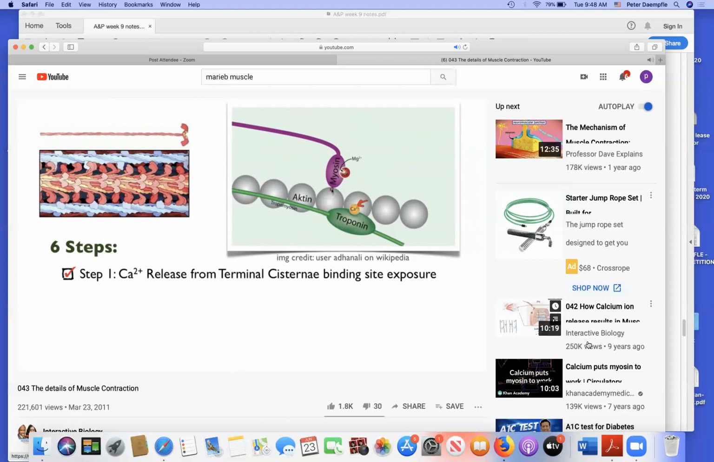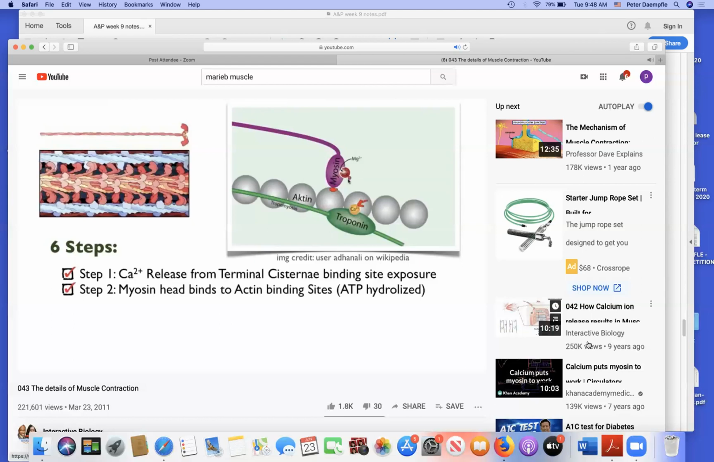That's step number 1. So step number 1, we had calcium in the terminal cisternae. That is released when there's a stimulus. The calcium ions bind to the troponin, causing a conformational change in the troponin tropomyosin complex. In other words, it's moving out of the way. And then the next step can happen. And that step is the myosin heads can bind to the binding sites on the actin. So this is one binding site. And for simplification, we're just showing one myosin head. But as you know, we have many myosin heads all along this actin.